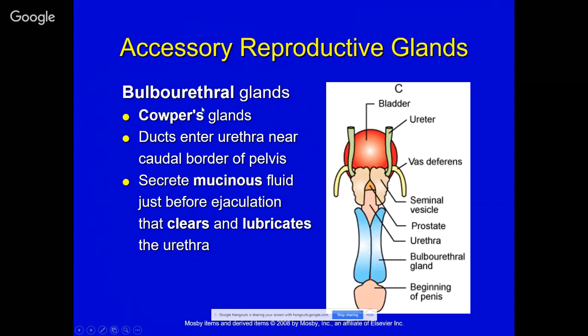It surrounds the urethra and has multiple ducts that carry secretions into the urethra. We have the bulbourethral glands. They're also called Cowper's glands. These are ducts that enter the urethra near the caudal border of the pelvis, and they secrete a mucinous fluid just before ejaculation that helps to clear and lubricate the urethra so that the sperm can flow right through.